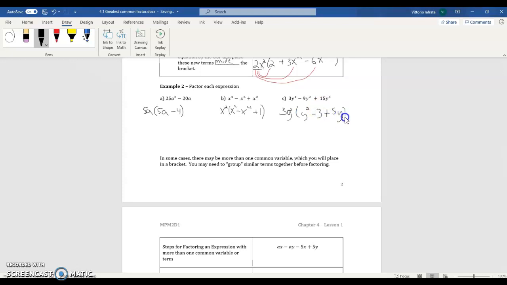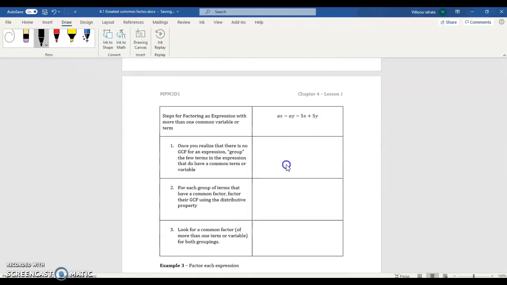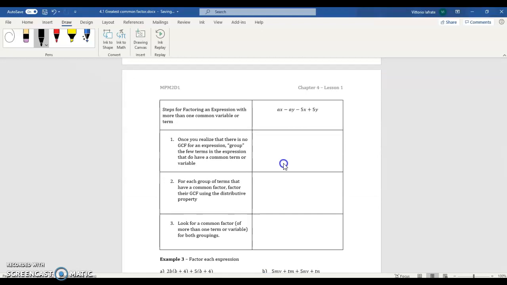And again, to check that all your answers are correct, you can simply expand by using the distributive property to see if you get back to the original expression. Now, there'll be some cases where you don't necessarily have one common variable that you can take out from all the terms. So if that happens, what we'll have to do is group similar terms together before we can actually go ahead and factor. So we'll do an example like that together at the bottom of this table here, and then we'll do a few more examples and make sure we understand that.